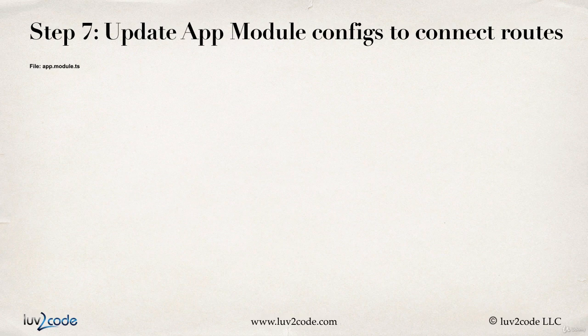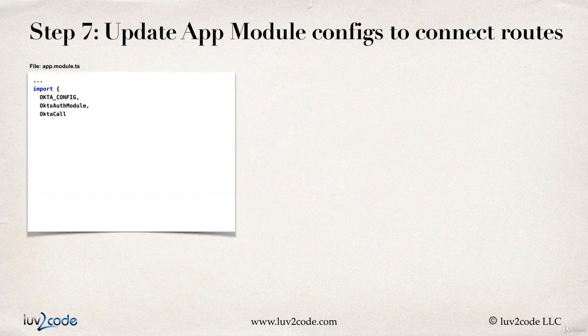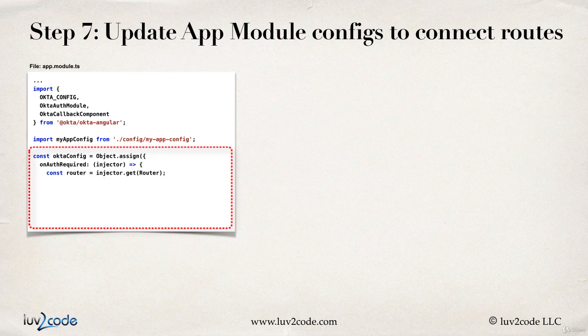Alrighty, so we're almost done. This is step 7, updating our app module configs to connect the routes. So in our app.module.ts file, we'll do some imports up top for Okta. We'll also import our myAppConfig, that config file that we created a little bit earlier. We'll create this Okta config. So we say Okta.assign on auth required. We inject the actual router, and then we say router.navigate to /login. This will redirect the user to our custom login page. And we also pass in a reference to myAppConfig.oidc. So that's the JSON configs that we created earlier in that myAppConfig.ts file.